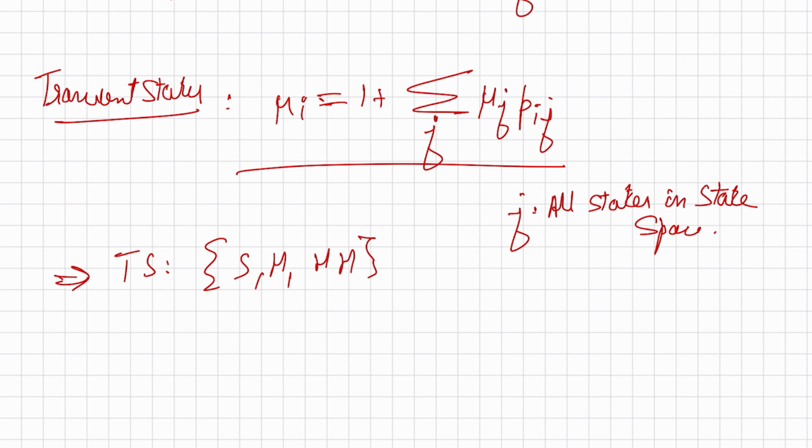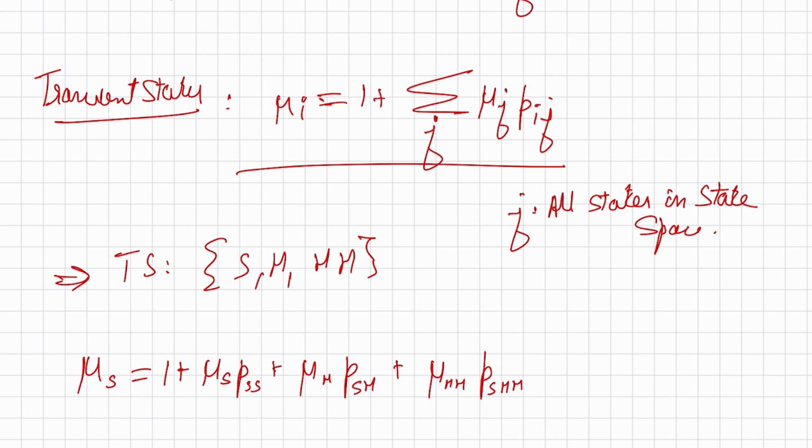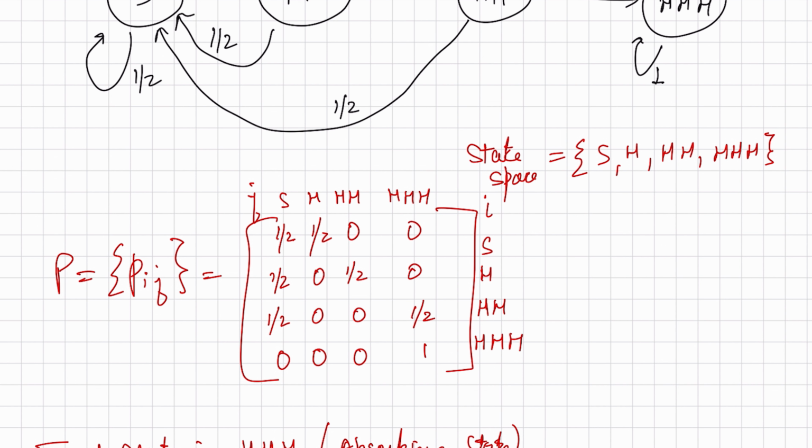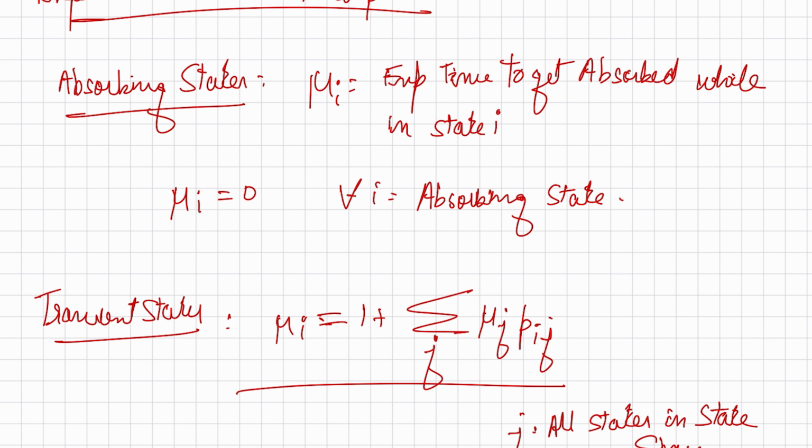Okay, so let's compute this. For mu S, this is 1 plus mu S times probability of SS, plus mu H times probability of SH, plus mu HH times probability of SHH. Now if you go back to the transition matrix, there are a few things in the first equation. First, these probabilities are 0, so from S you can't go to HH or HHH. Second, the expected time to get absorbed from an absorbing state is 0, right? So mu HHH is 0.